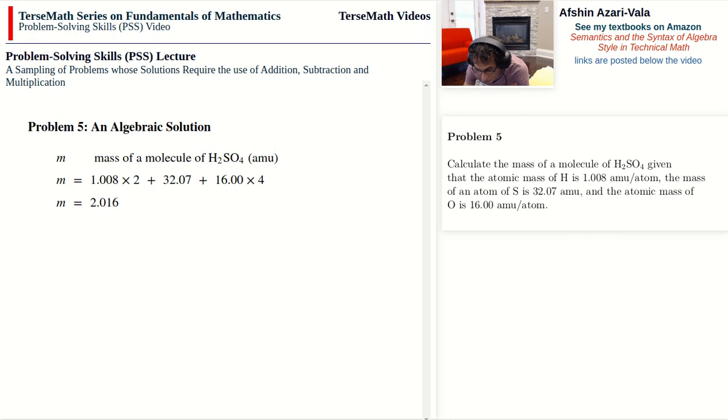So the two atoms of hydrogen have a total mass of 2.016 AMU, plus the mass of the 1 S atom, and the 4 O atoms have a mass of 64 AMU. We add all the masses to end up with 98.086 AMU as the mass of a molecule of H2SO4. Closing statement: the mass of a molecule of H2SO4 is 98.086 AMU.